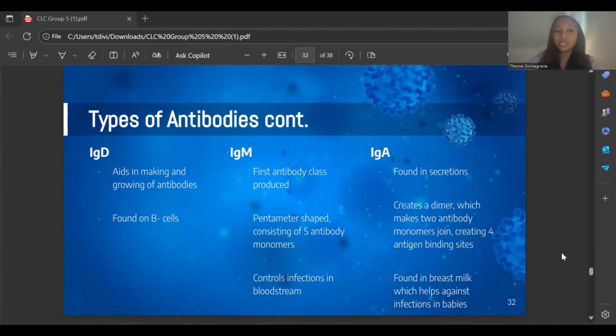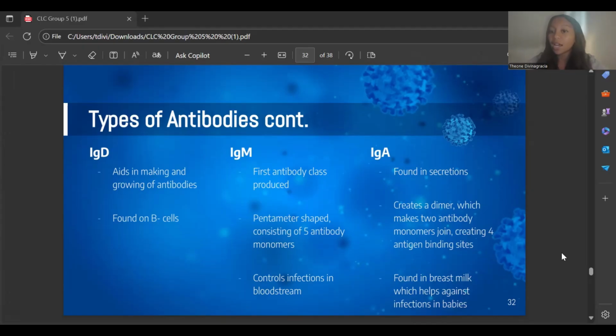Third, we have IgD. IgD aids in making and growing of antibodies. They can be found on B cells. Fourth, we have IgM, which is the first type of antibody class produced. They are pentamer shaped, consisting of 5 antibody monomers. Again, structure equals function. So the structure of the IgM antibody, which is pentamer shaped, helps in destroying antigens. They control infections in bloodstreams.